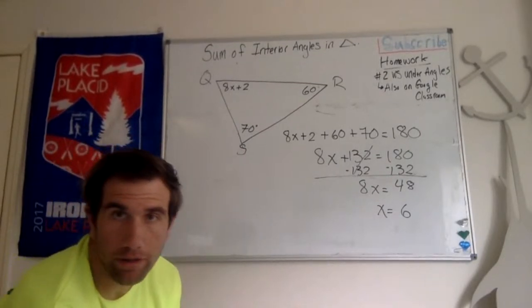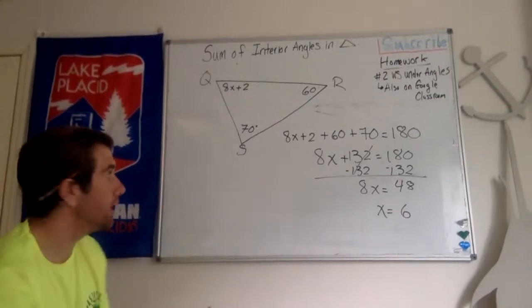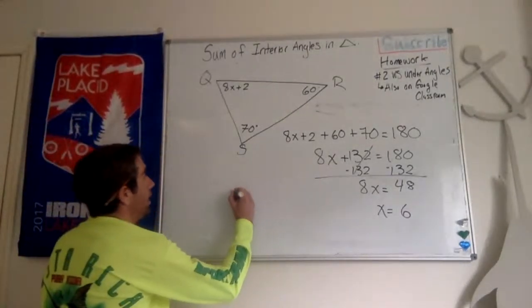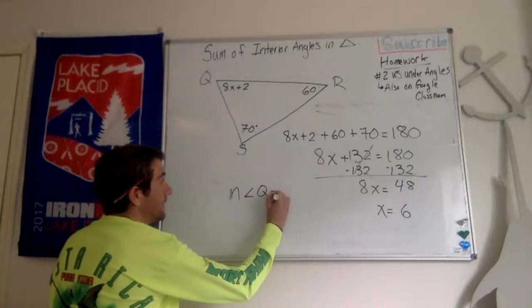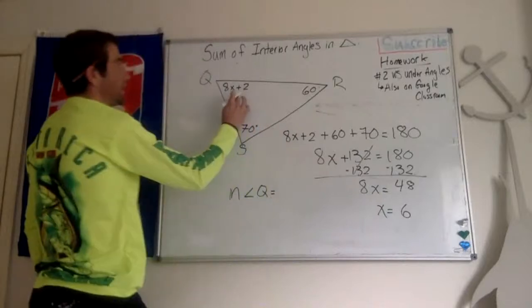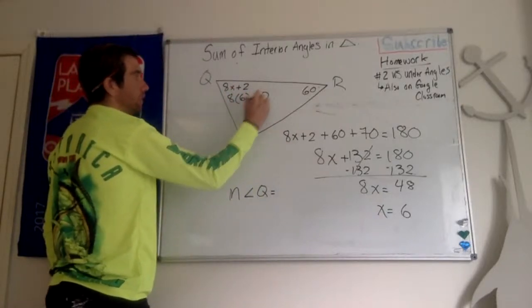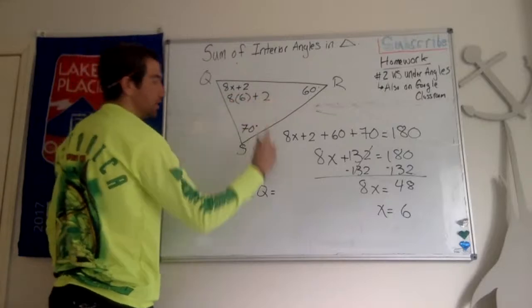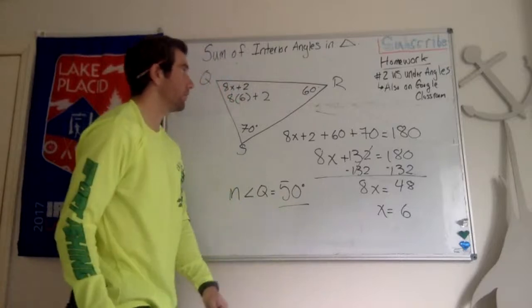Nice, Murph. So if you got x to be 6, awesome. Don't jump the gun here, because if it specifically said what's the measure of angle Q, it's not 6. Replace x with 6. So it's 8 times 6 plus 2. So 8 times 6 is 48, plus 2 is 50. That's your answer.